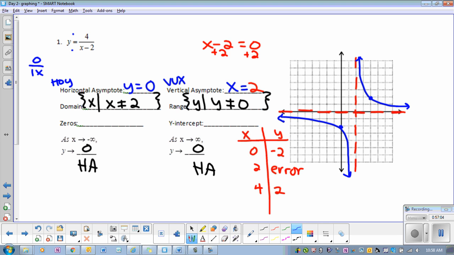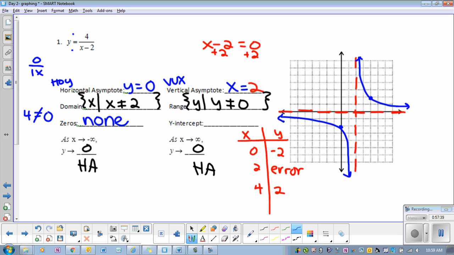Do we have any zeros? Do we have any x-intercepts? Can this have an x-intercept? No, because the asymptote is right on the x-axis. How can this graph cross through the x-axis when there's an asymptote there? So this is none. Plus, up on top, what is that, 4 equal to 0? No, you can't do that. You can't solve for anything, right?